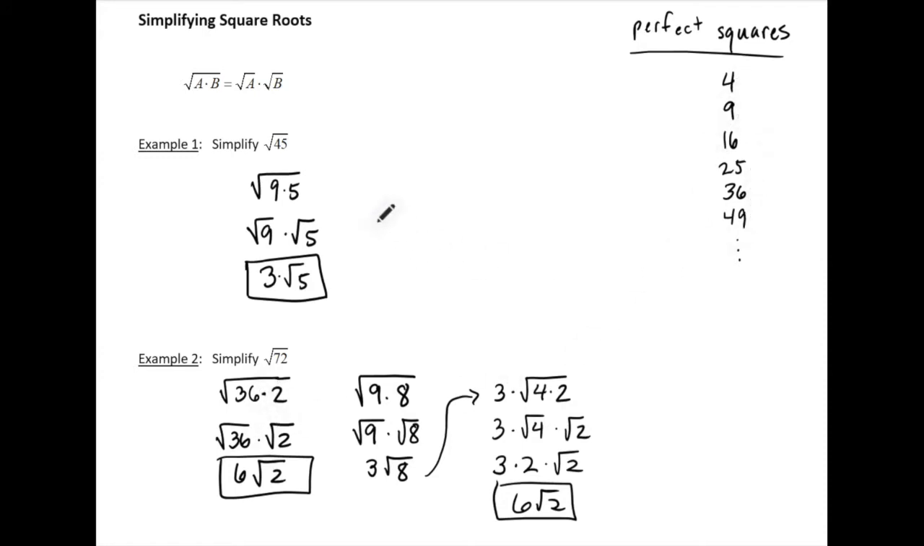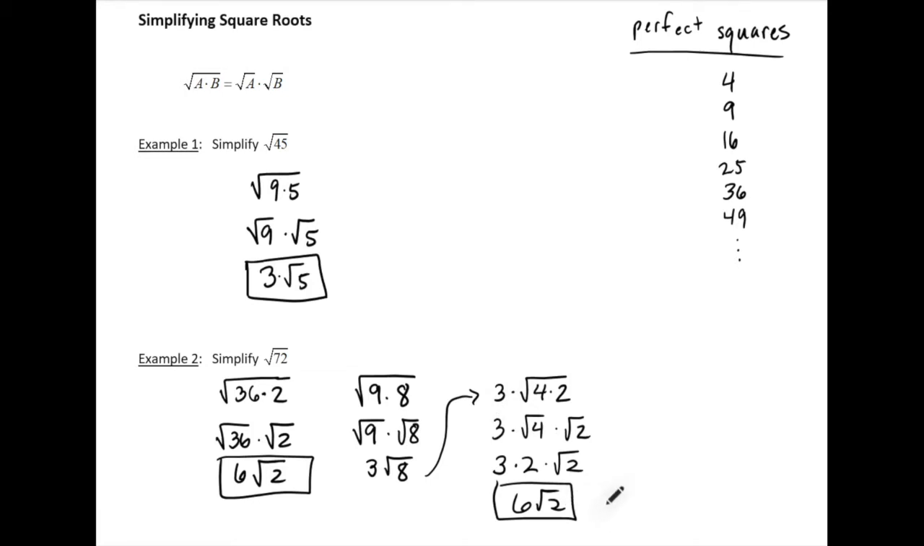But what's important to remember is that anytime you factor out a perfect square factor, make sure that you check that what's left inside the square root cannot be simplified any further, that there are no other perfect square factors that divide this number. If there are, then you need to keep going until it's completely simplified.